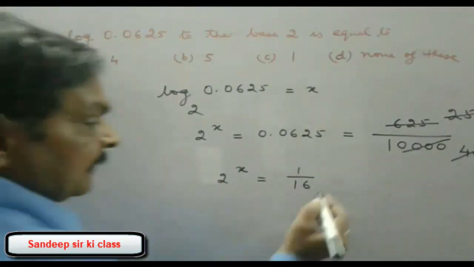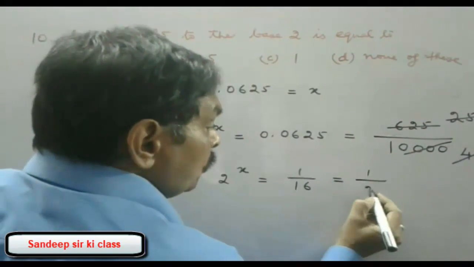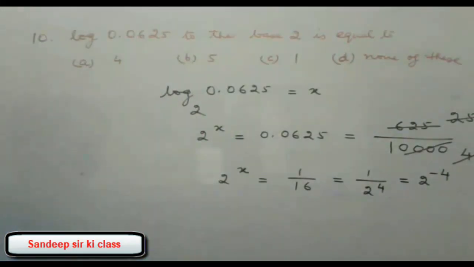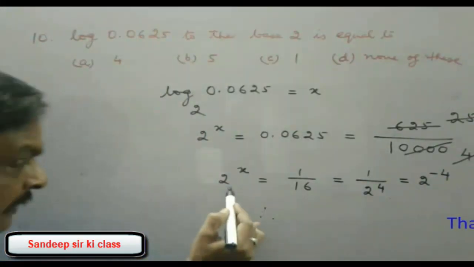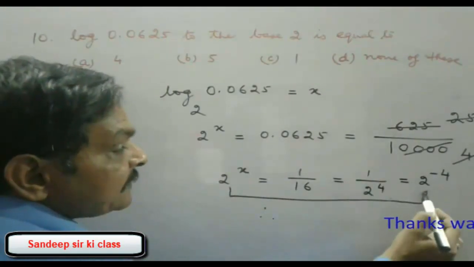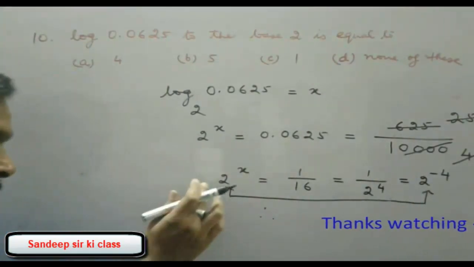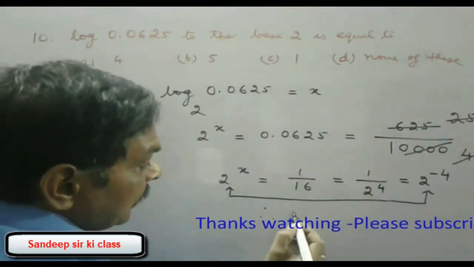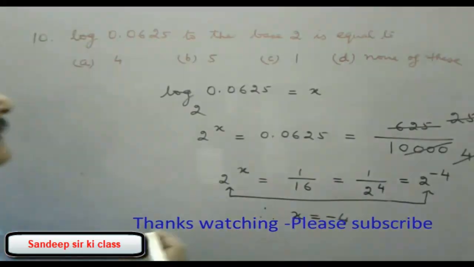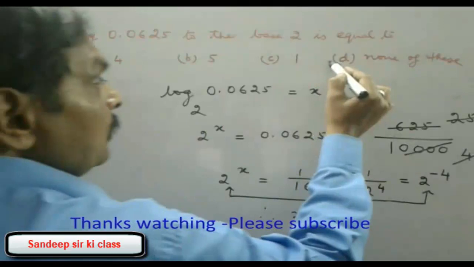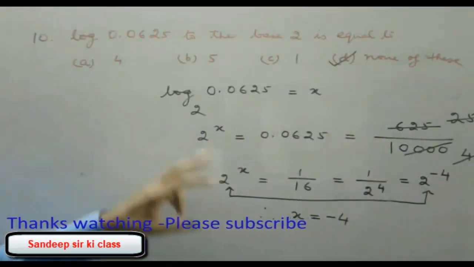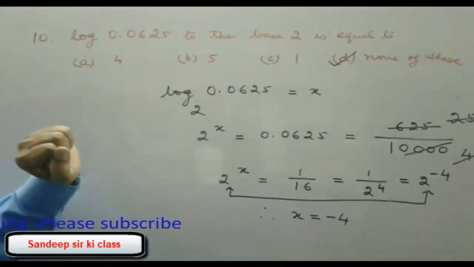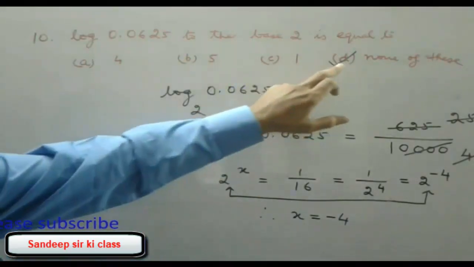Now 1 upon 16 can be written as 1 upon 2 raised to the power 4, which is equal to 2 raised to the power minus 4. Therefore, when we compare both the sides, 2 raised to the power x is 2 raised to the power minus 4. Base on both the sides is 2. So powers will be equal. X will be equal to minus 4. Hence, our option, none of these, is correct. The value of log 0.0625 to the base 2 is minus 4, which here is none of these.